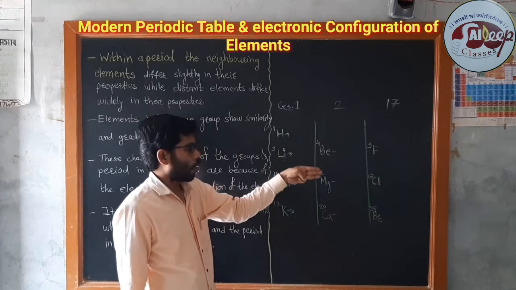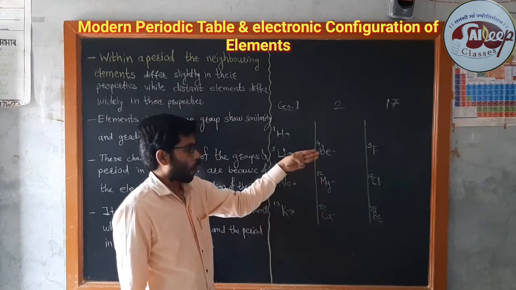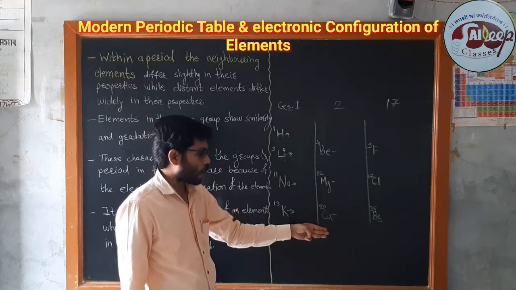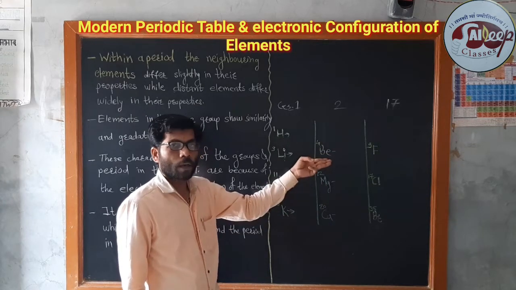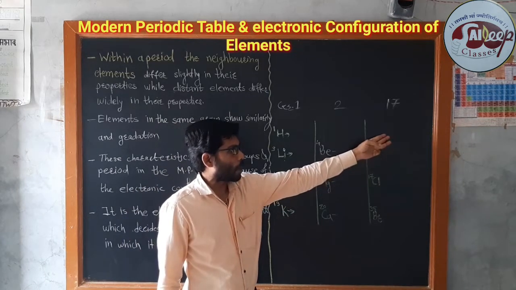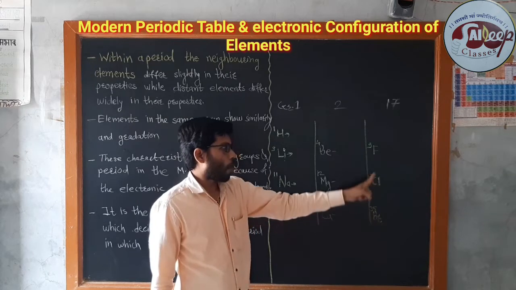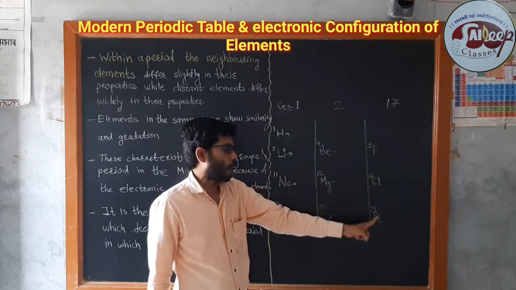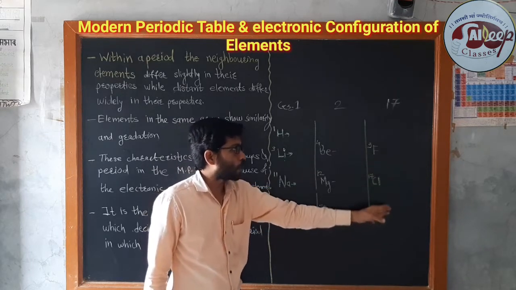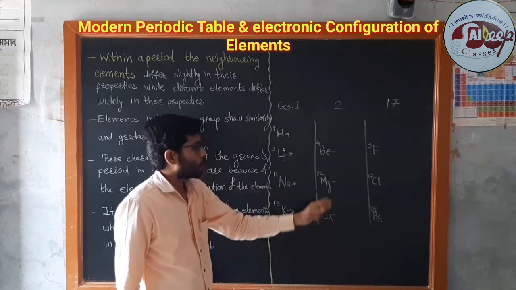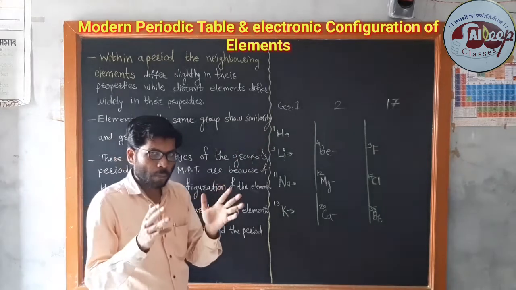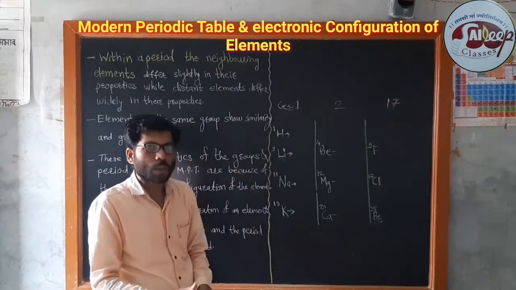Similarly, we take a second example. Second group, beryllium, magnesium, calcium. Properties of beryllium are similar to properties of magnesium, properties of magnesium similar to calcium, properties of calcium similar to beryllium. Similarly, we take group 17, fluorine, chlorine, bromine. Properties of fluorine, chlorine and bromine are similar because they are in the same group. Properties of the elements which are in the same group are similar.